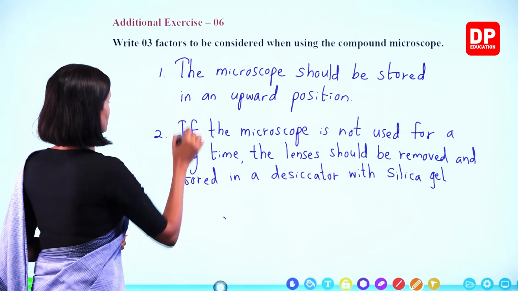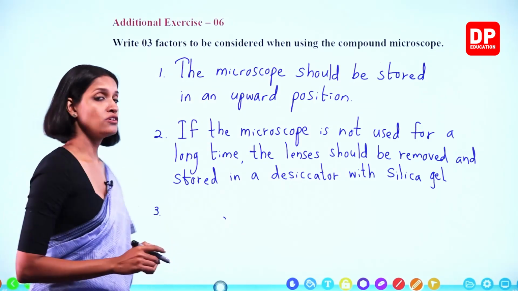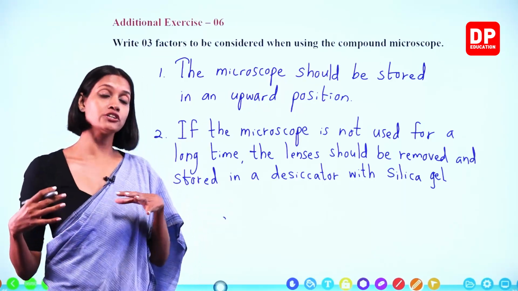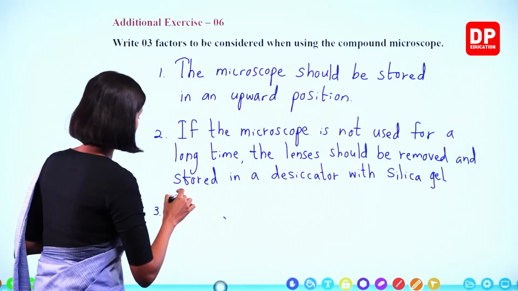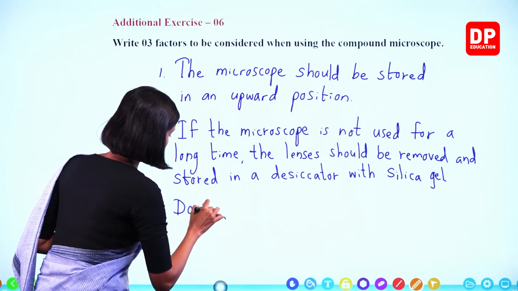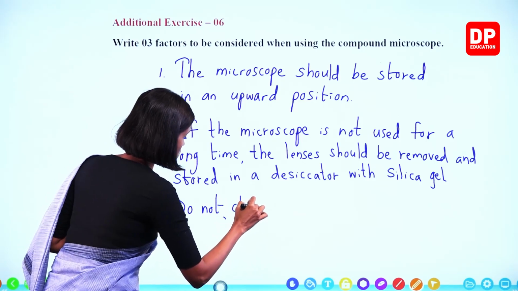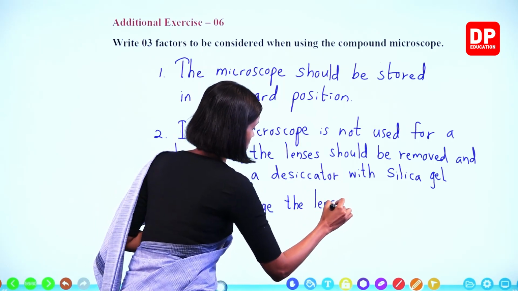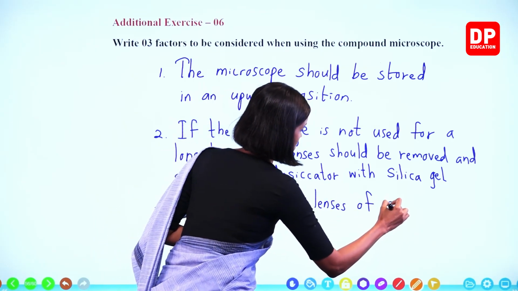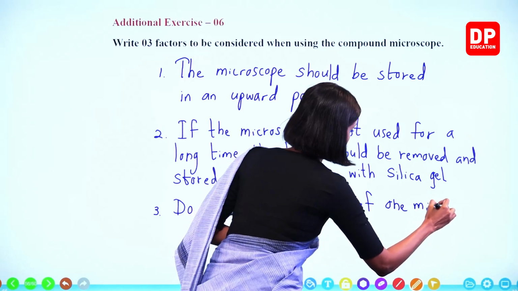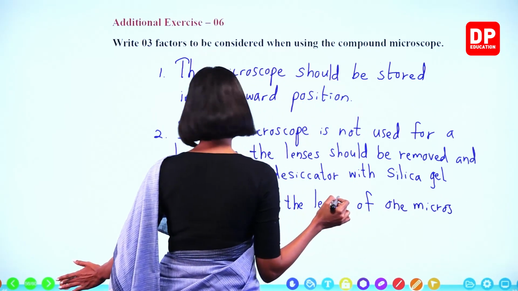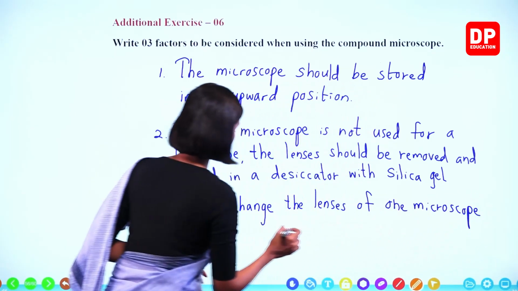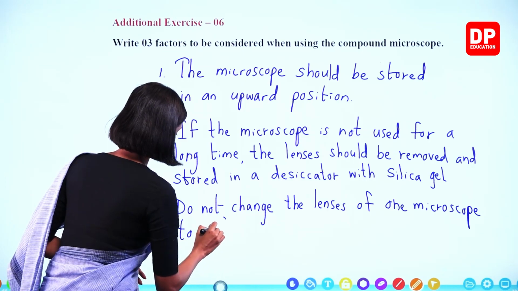We have to write 3. We'll write the third one. We should not change the lenses of one microscope to another microscope. Okay? Do not change the lenses of one microscope to another.